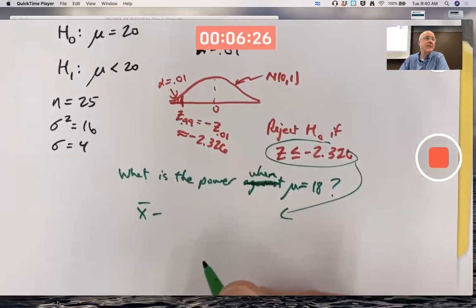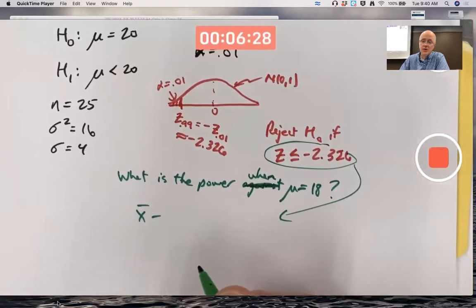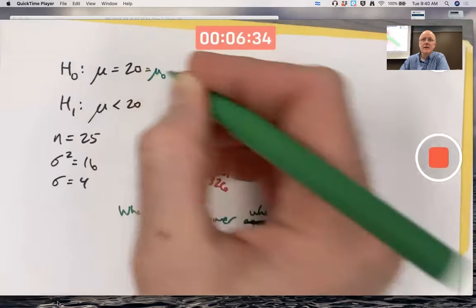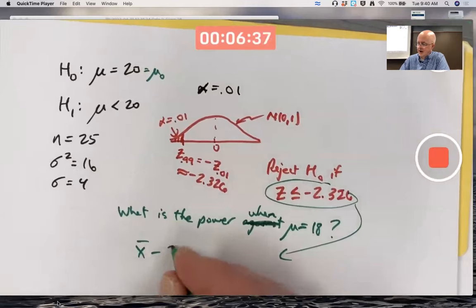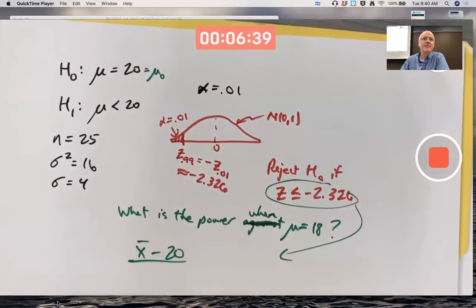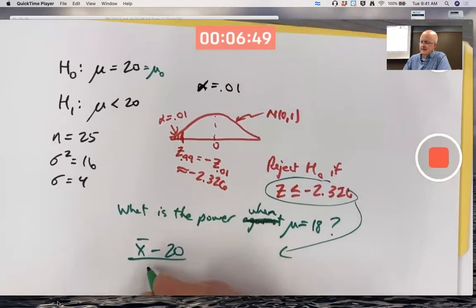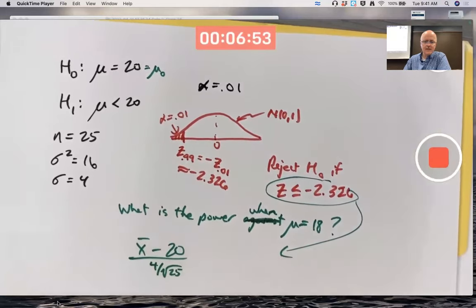I've got to think about standardizing X bar if the null is true. The null value, mu sub 0, is 20. So I'd want to subtract 20 and divide by the standard deviation of the sampling distribution of X bar. By the way, it's sometimes called the standard error of X bar. I haven't really emphasized that. Sigma over square root of n is going to be 4 over square root of 25.